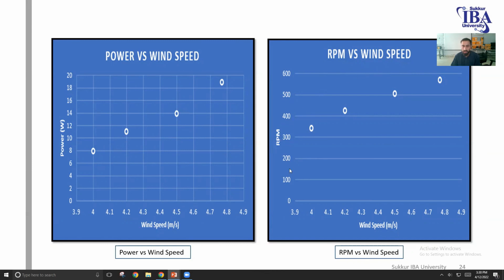This is the RPM versus wind speed graph. Here on the y-axis RPM, and at the x-axis wind speed. So at 4 there is the RPM between 300 and 400 and so on.